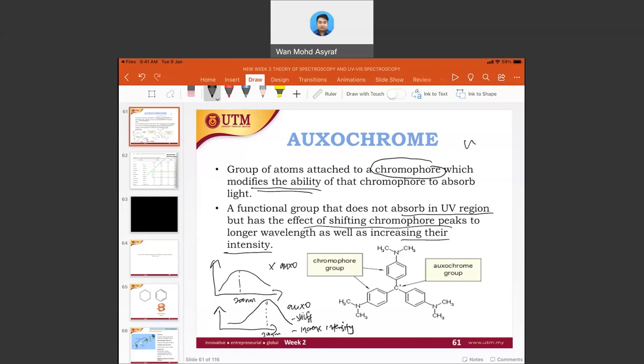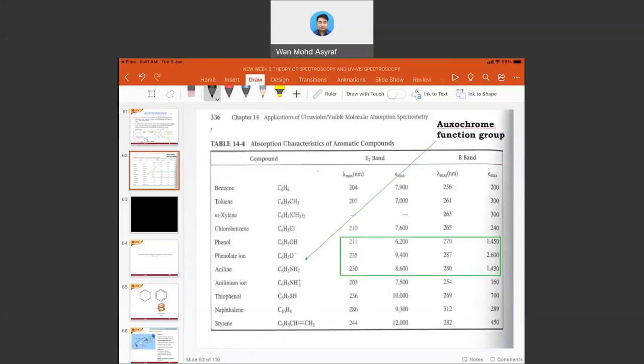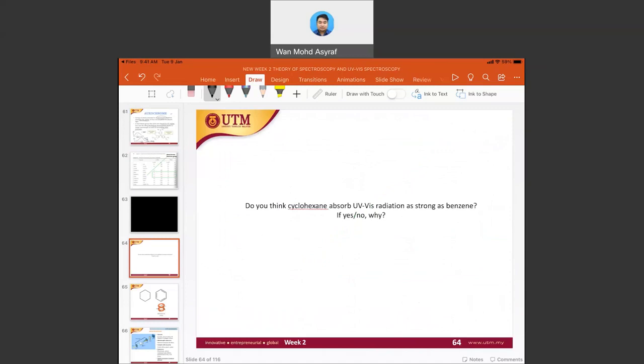Okay, so basically that is an auxochrome, the function of auxochrome, and what effect an auxochrome has on a chromophore. So this is basically an example of what is auxochrome and what kind of wavelength it corresponds to, right?